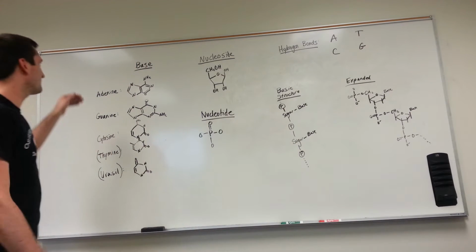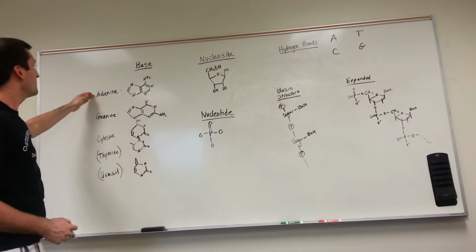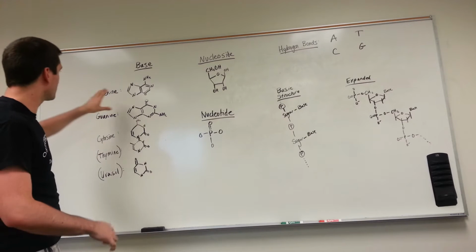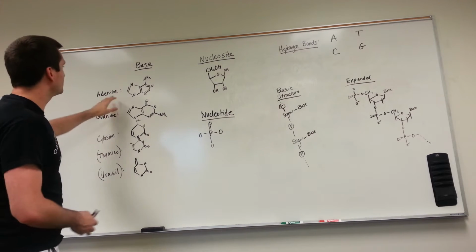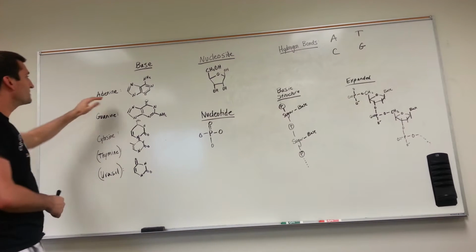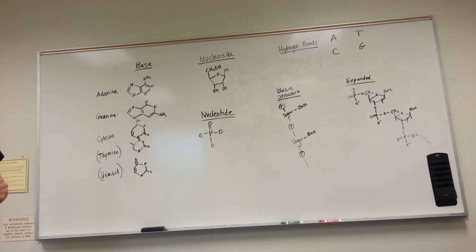Alright, so let's start off here. Let's start with bases. What is a base? Well, there's four main bases in DNA, there's four main bases in RNA. Three of them overlap, and then there's a couple that are on the fence. So let's talk about the ones. Four main DNA bases. It's going to be adenine, guanine, cytosine, and finally thymine.